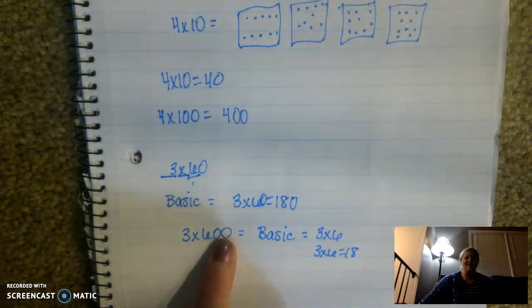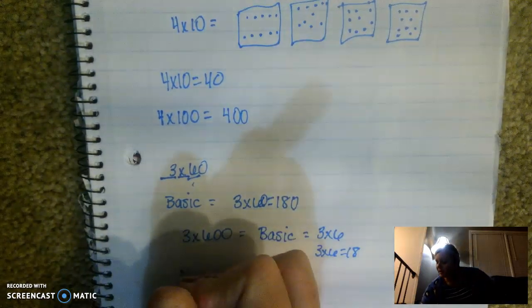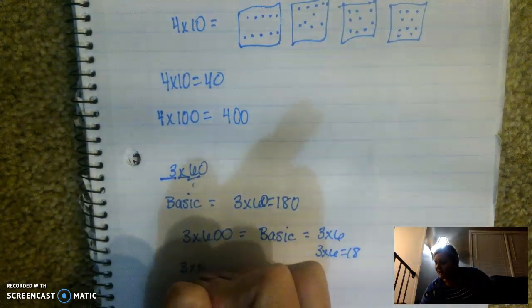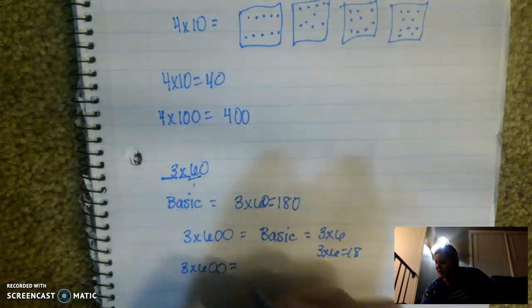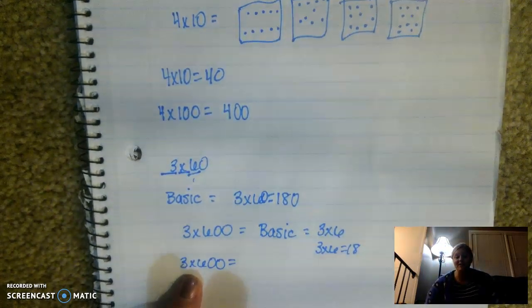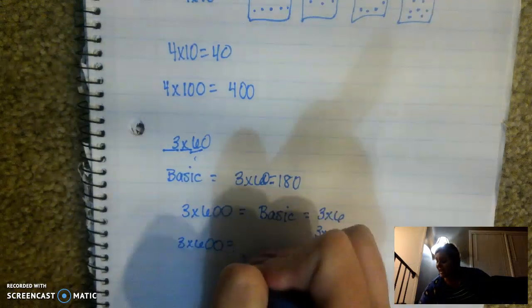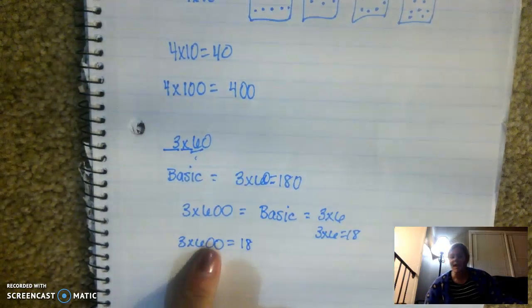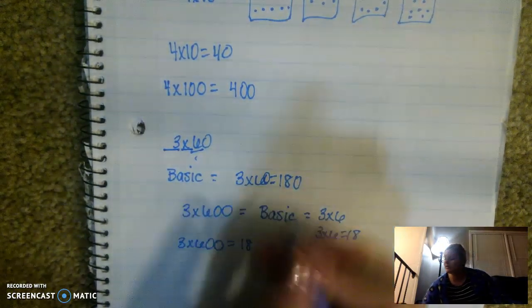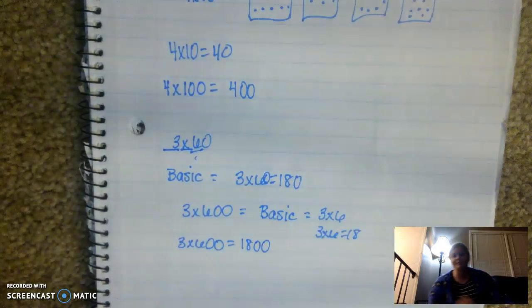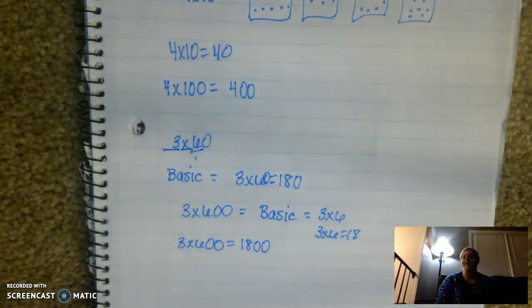How many zeros do I have after it? You got it. There's 2. So I have my 3 times 600 equals, think of my basic fact, 3 times 6, that's 18, and I have 2 zeros at the end. 0, 0, 0. Okay? Let's do one more.